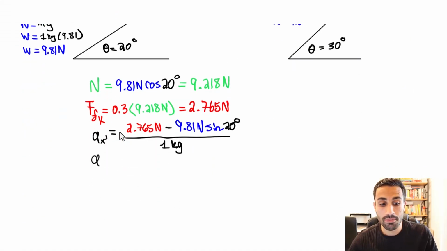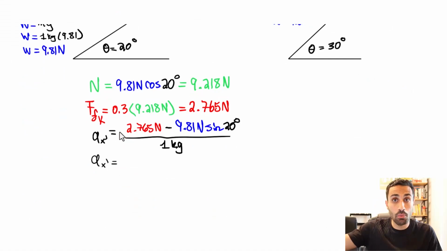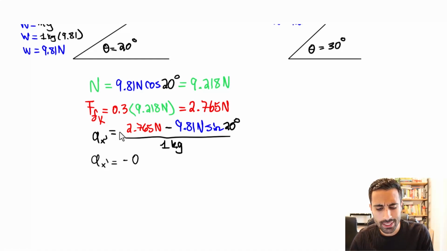Now that allows me to find the acceleration in the x direction when we have an angle of 20 degrees. So 2.765 minus 9.81 sine of 20, divided by 1, and we're going to get a very small acceleration, negative 0.590 meters per second squared.